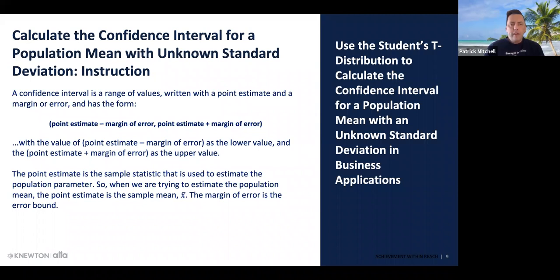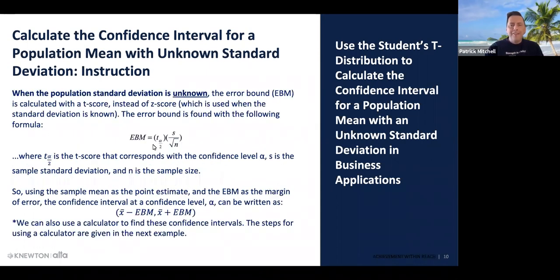All right, so the point estimate is the sample statistic that is used to estimate population parameters. So when we're trying to estimate the population mean, the point estimate is the sample mean x bar. The margin of error is the error bound. So here is how you calculate the error bound in the case where the population standard deviation is unknown.